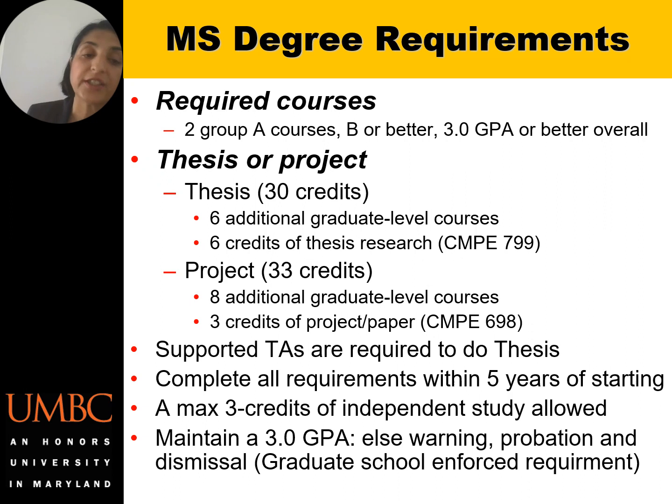But if you go for the project-based option, then you take 8 additional courses on top of those 2 list A courses, and then you have a 3 credit project. You are free to go for either of these, but if you are considering going to the PhD program or you want to do some research, the recommendation is to follow the thesis-based one. Supported TAs are supposed to do the thesis option. And please don't forget that you need to complete all the requirements within 5 years.